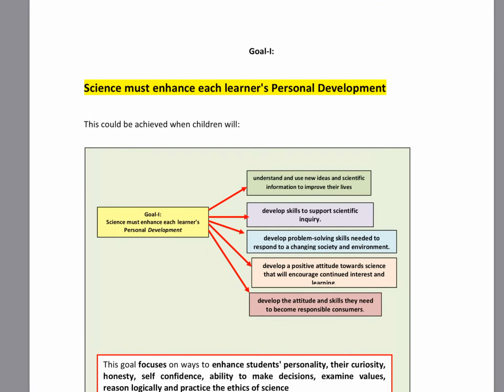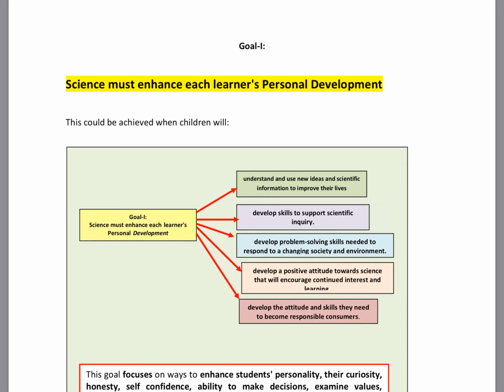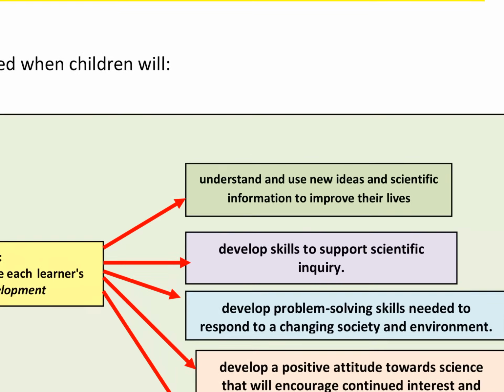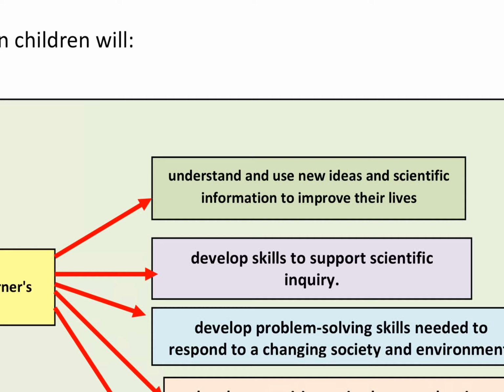So goal 1, the science must enhance each learner's personal development. And this could be achieved when children will be able to understand and use new ideas and scientific information to improve their lives. So the teacher has to make sure that the learner understands and uses new ideas and new scientific information, and those ideas and scientific information help to improve their lives.